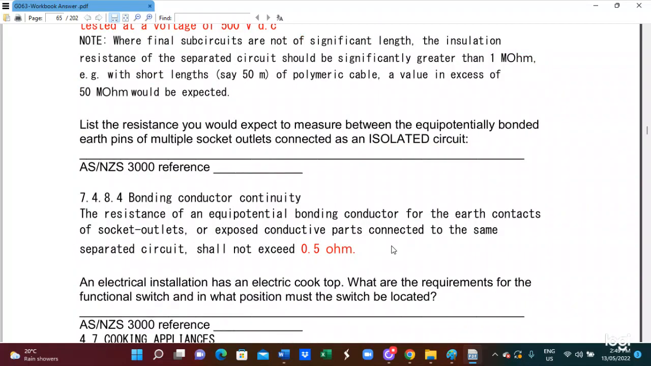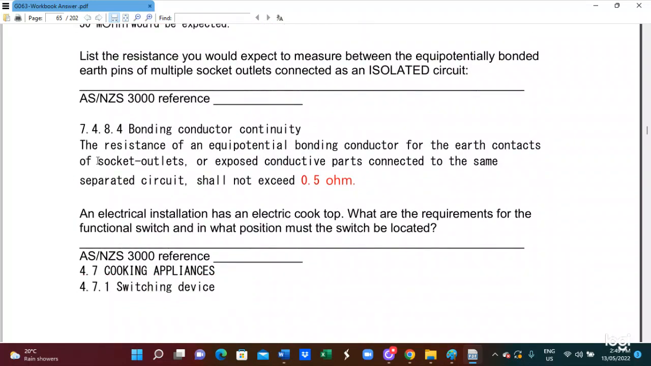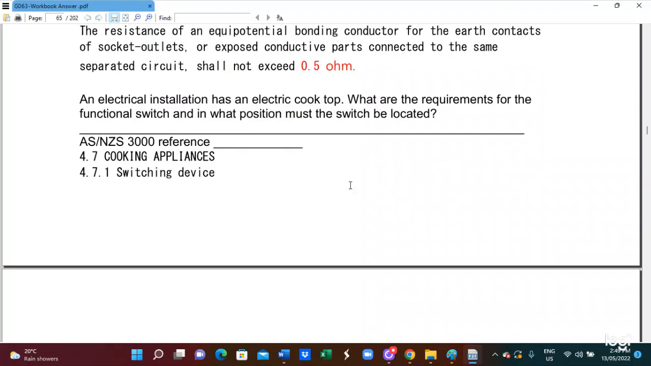And this is the resistance you would expect to measure between the equipotentially bonded exposed conductive parts of the multiple socket outlets connected as an isolated circuit. In this case, the bonding conductor continuity must be at most 0.5 ohm.